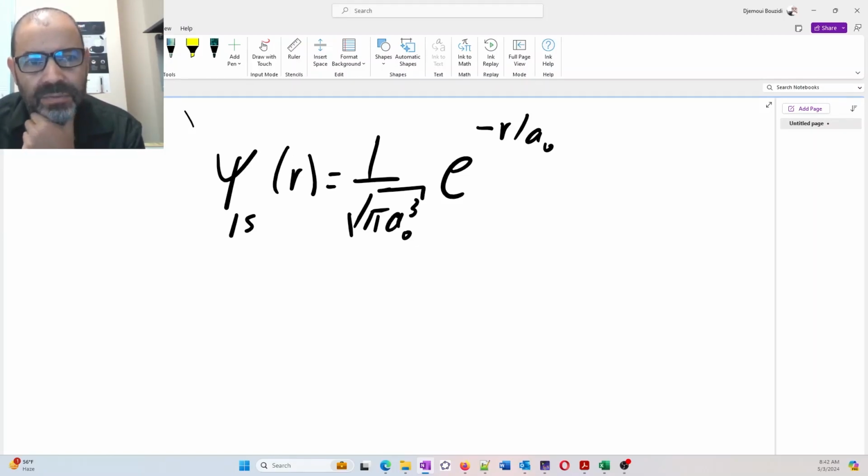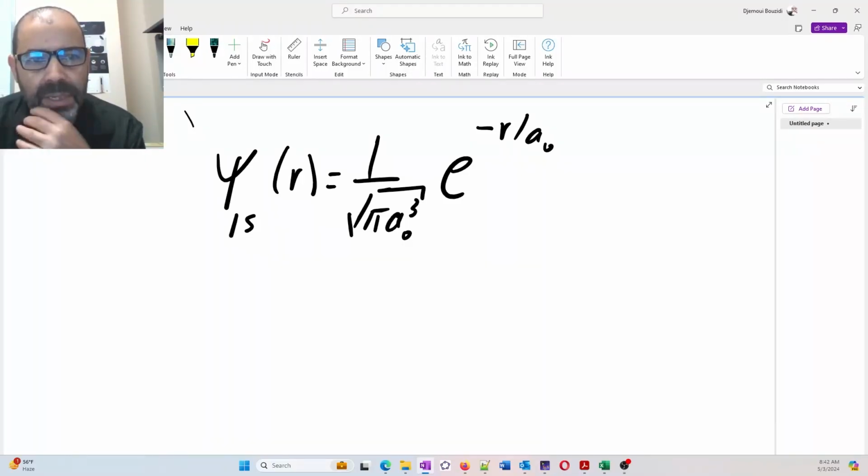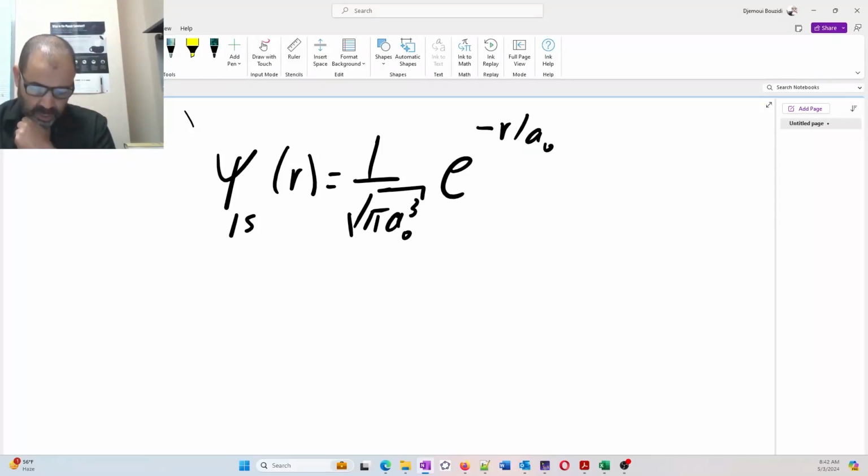So this is the wave function in the 1s state for the hydrogen atom. We checked from the previous problem to see that indeed it was a solution to Schrödinger's equation where the energy corresponded to the ground state energy of the hydrogen atom, and also the fact that the radius in this case turned out to be equal to a naught given by Bohr's expression.